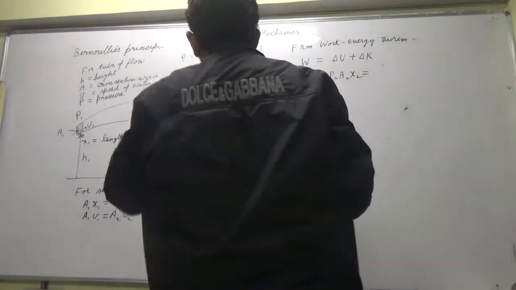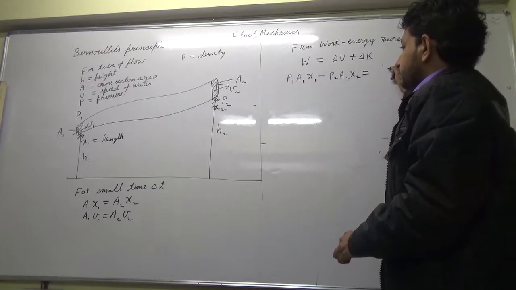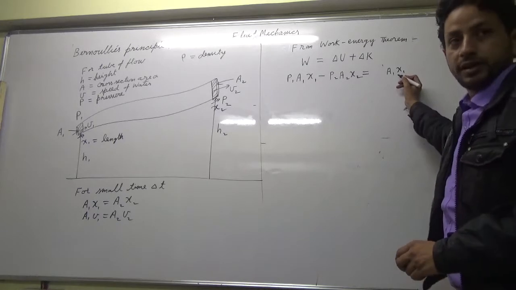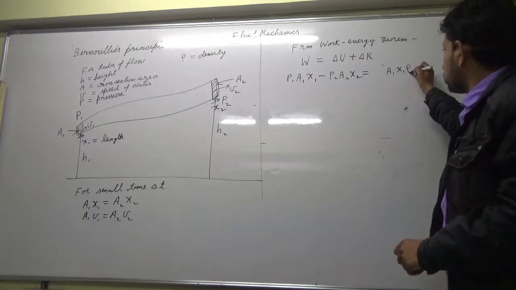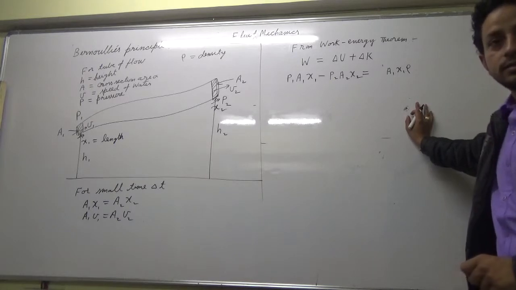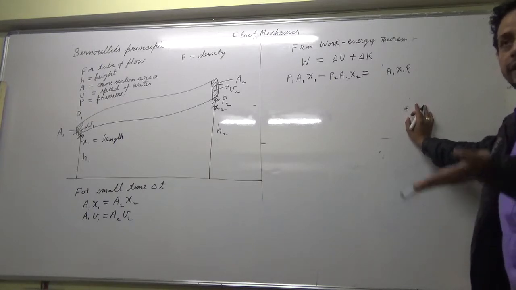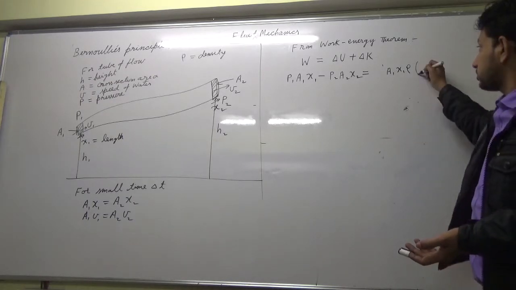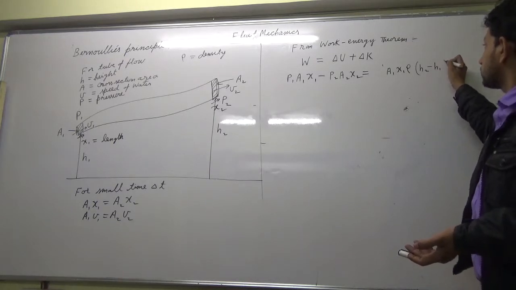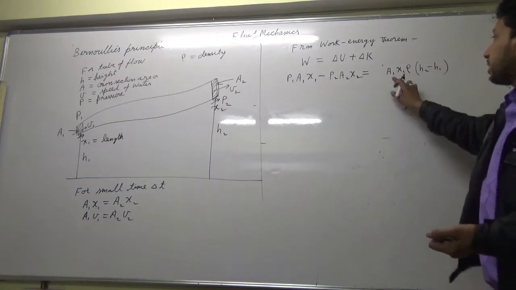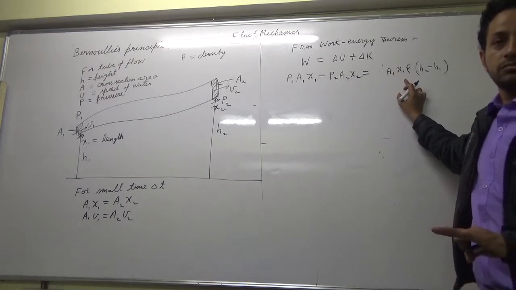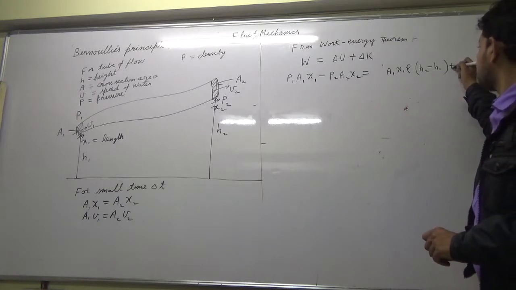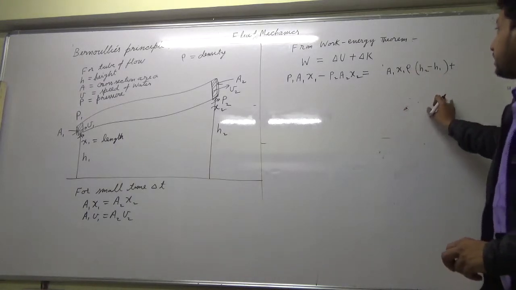So the liquid A1 X1, that is the volume entering, into rho, the mass, and this mass has been elevated by how much amount? H2 minus H1. Can we write like this? And A1 X1 is the same as A2 X2. A1 X1 is the same as A2 X2. Okay, so that is not going to make any difference. And then we will add kinetic energy.